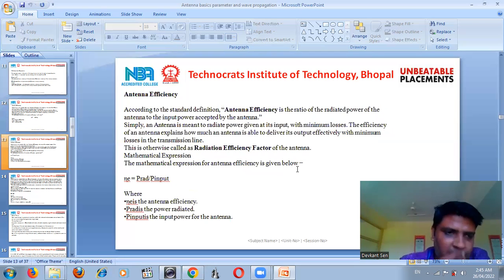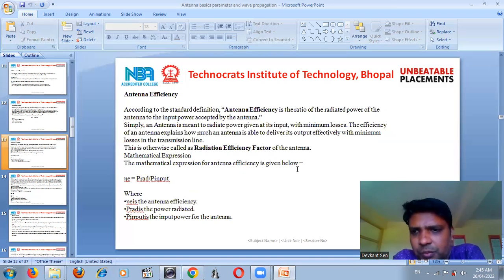Antenna efficiency. Antenna efficiency is defined as the ratio of radiated power of the antenna to the input power accepted by the antenna. Simply, an antenna is meant to radiate power given at its input with minimum losses. The efficiency of an antenna explains how much an antenna is able to deliver its output effectively with minimum losses in the transmission line. This is called the radiation efficiency factor.